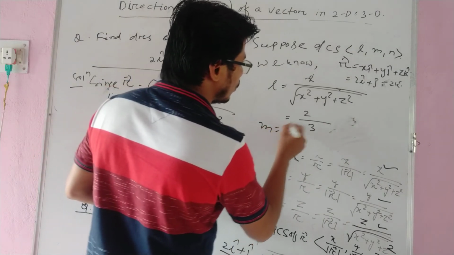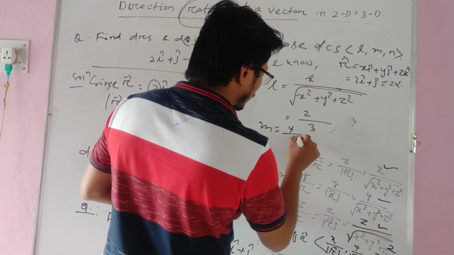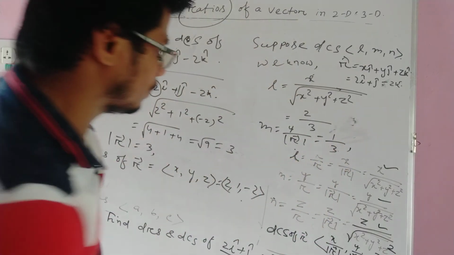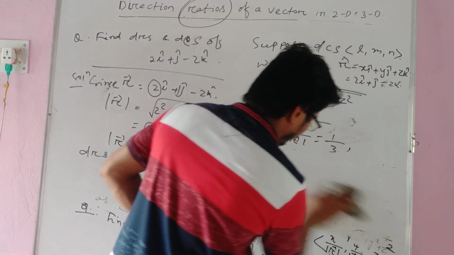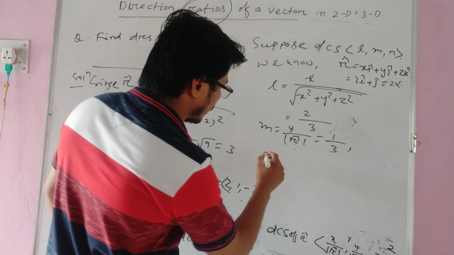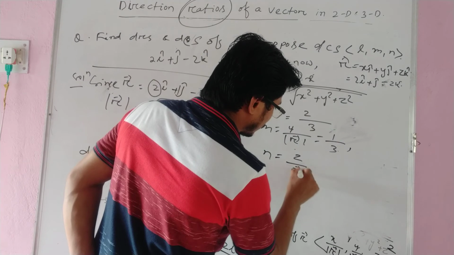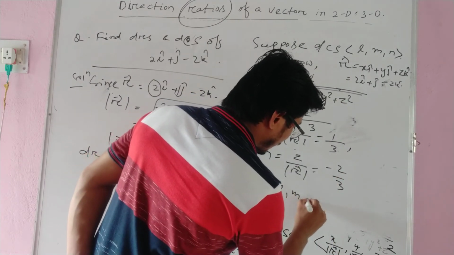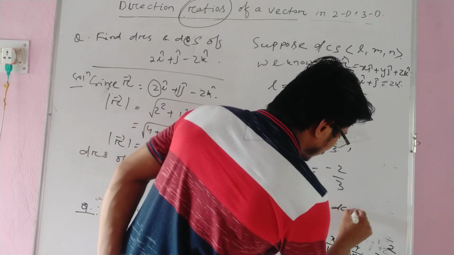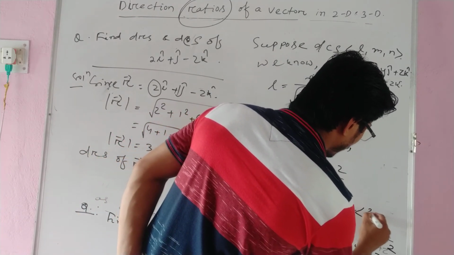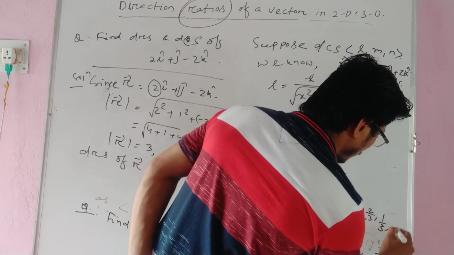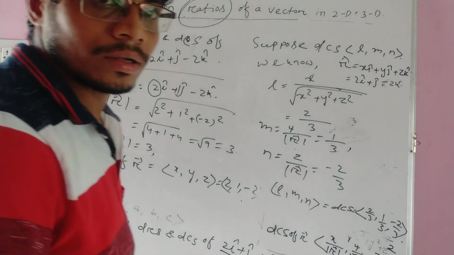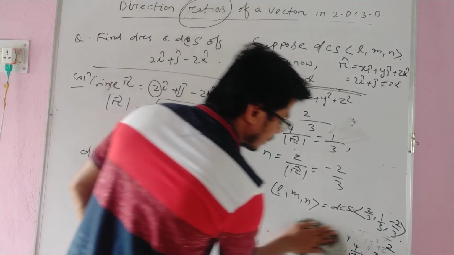m is equal to y upon the magnitude of r, that is 1 by 3, and n is equal to z upon the magnitude of r vector, which is minus 2 by 3. So l, m, n, the DCS, is equal to 2 by 3, 1 by 3, minus 2 by 3. This is your answer.